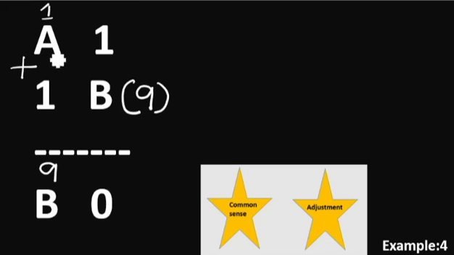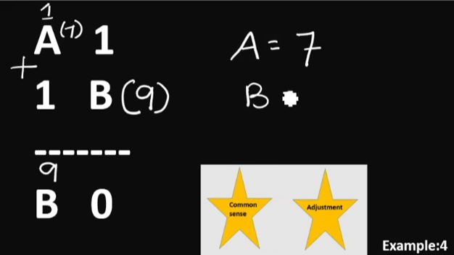Now we have 1 carry over and 1 in this place. 1 and 1 we have 2. Now how much do we have to assign for a to get 9? Absolutely 7. You just see, 1 and 7, 8, 8 plus 1, 9. In this way, we have the value of a as 7, b as 9.